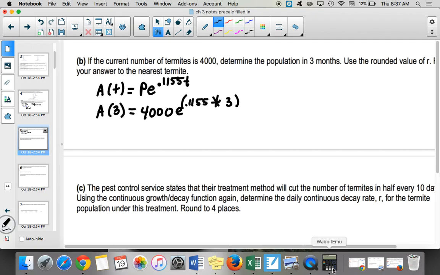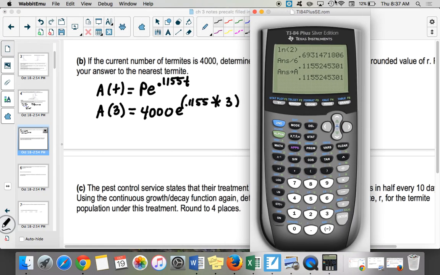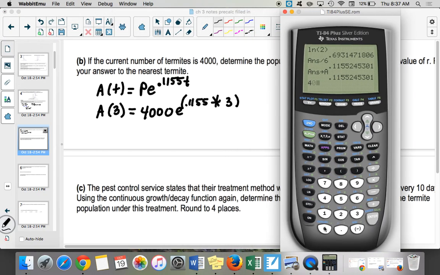Okay, and we're using that stored value. So here's what I'm going to do. I'm going to do 4,000, and then my e, so that's always with the natural log. And then I'm going to raise it to the a times 3. Now, some of you guys have calculators where you can go up and grab that number. That's fine. Or you can store it.